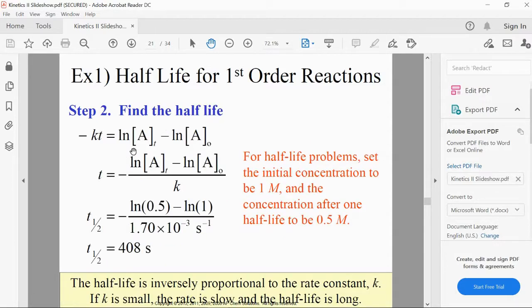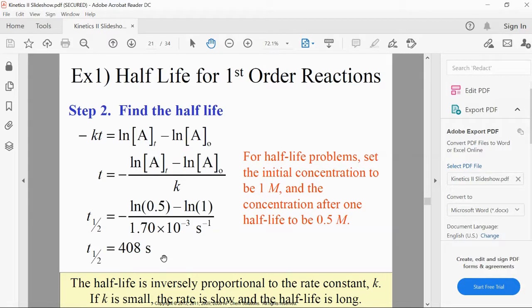Step 2, we're going to find the half-life. So we just plug it in, and remember, if we're reducing by half, if we start with a concentration of 1, then half of that would be 0.5. So you just do a little bit of algebra, and we find that the half-life is 408 seconds.